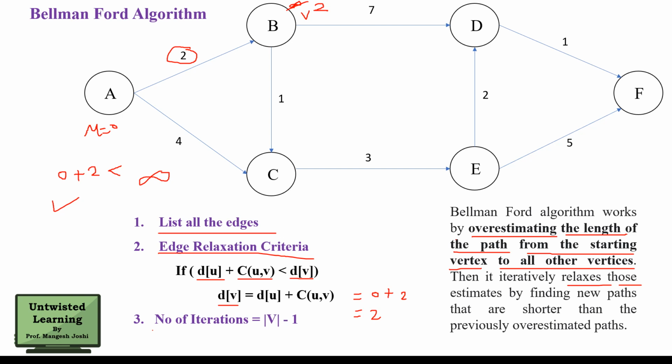The number of iterations to be performed is the number of vertices minus 1. So there is a limit on the number of iterations: the number of vertices is 6, minus 1, which comes out to be 5. Let us understand the working of this Bellman-Ford algorithm.